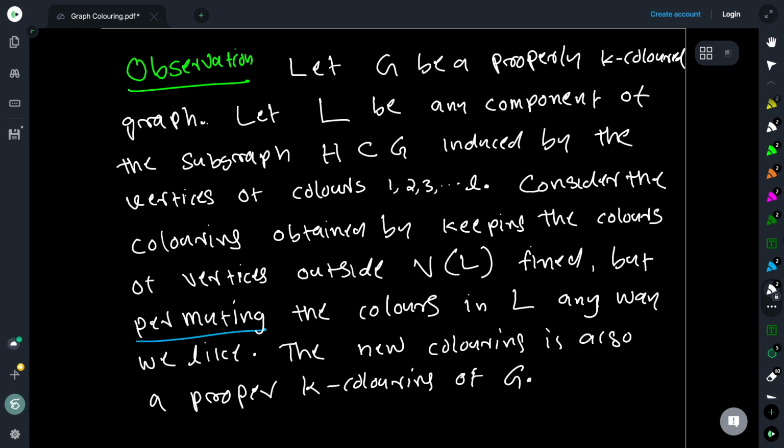L. It's small l. Now consider the coloring obtained by keeping the colors of vertices outside the vertex set of L as fixed. The vertices only in L that we have just done, right? In that component alone, we can permute, right? So permuting the colors in L any way we like. Permuting means that each color goes to some other color, right? You cannot just say that some of the green vertices will be, that is not a permutation. Okay, so then the new coloring is also a proper coloring of G. Right? So this is something that we can easily observe. We will use this in our proof.